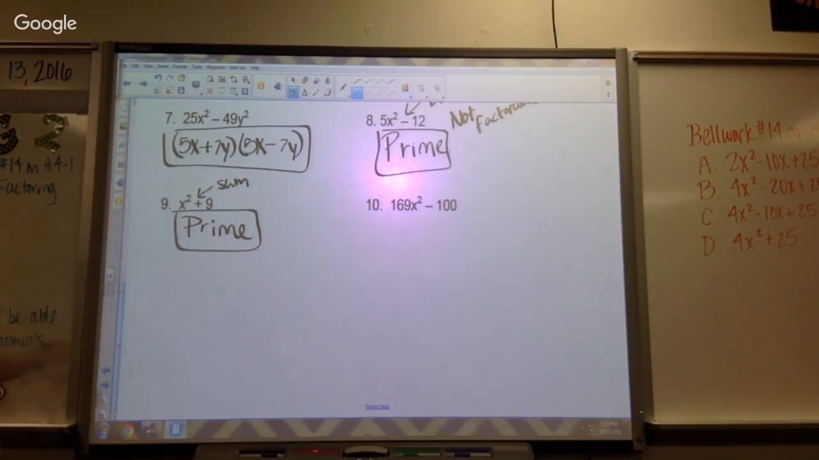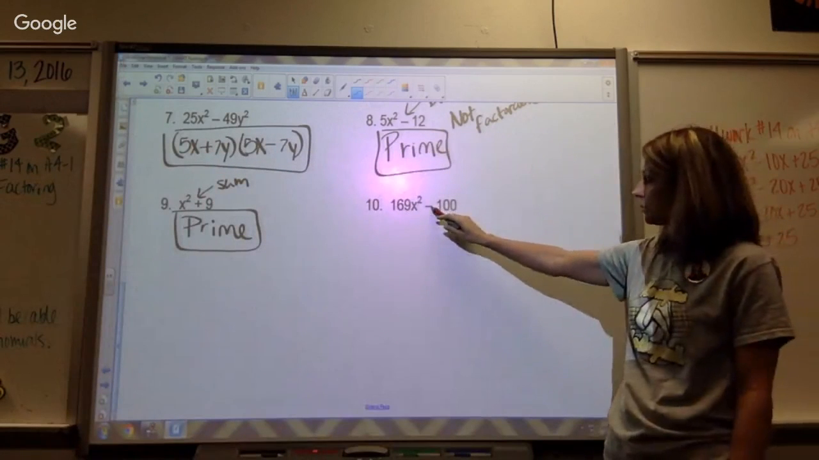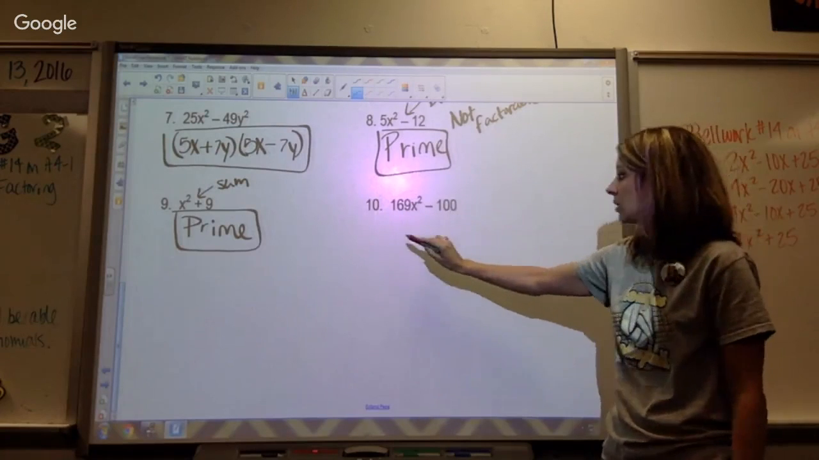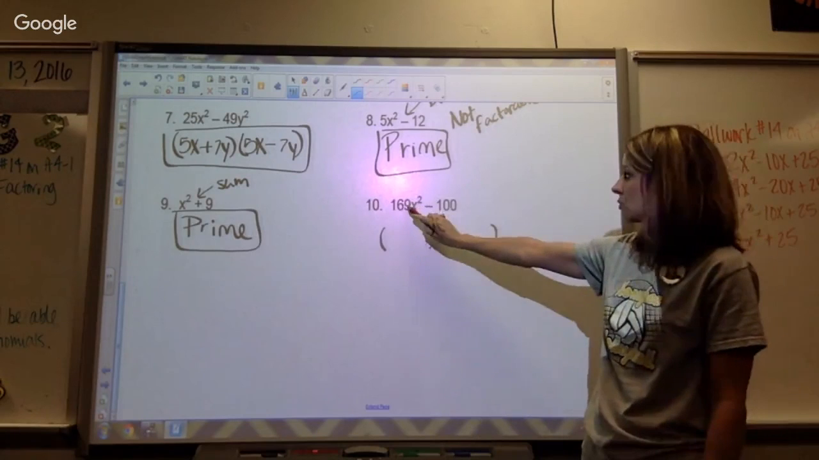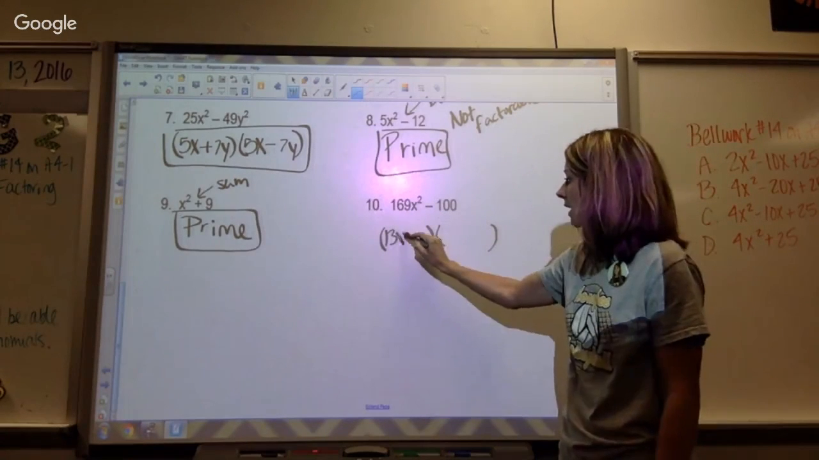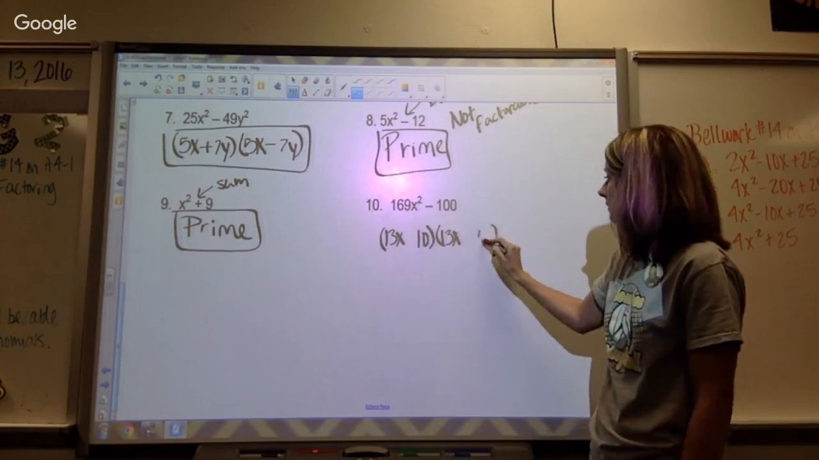Okay, looking at 10, 169x squared minus 100. We are subtracting. 169 is a perfect square, so is 100. So this would be difference of squares. Take the square root of 169x squared, which is 13x. Square root of 100 is 10.